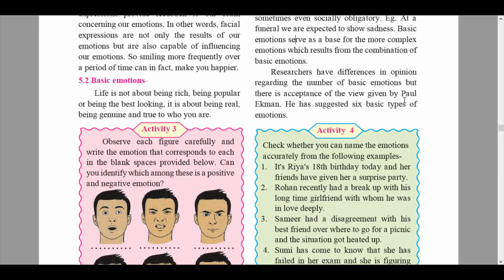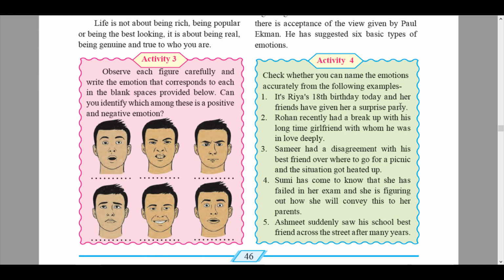Here we are at our activity 4. Check whether you can name the emotions accurately from the following examples. It's Ria's 18th birthday today, and her friends have given her a surprise party. Rohan recently had a breakup with his longtime girlfriend, whom he loved deeply.